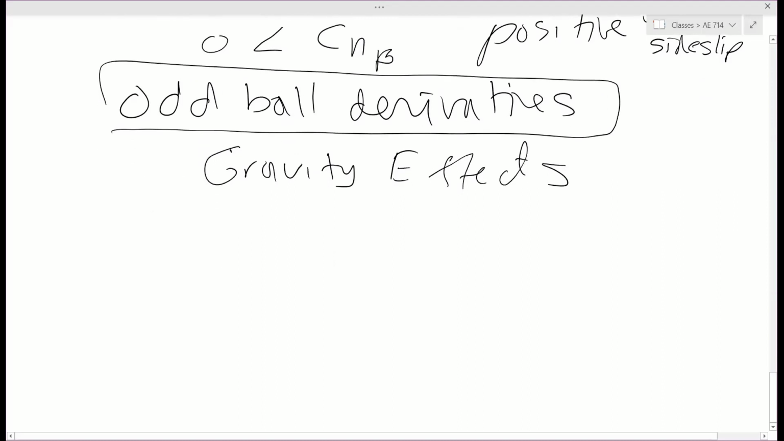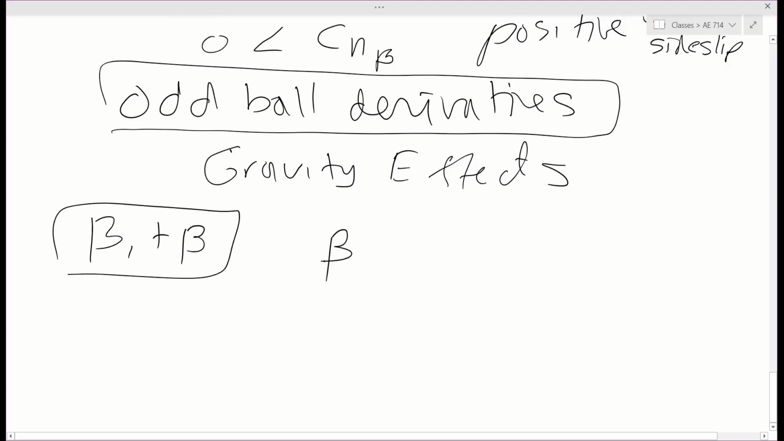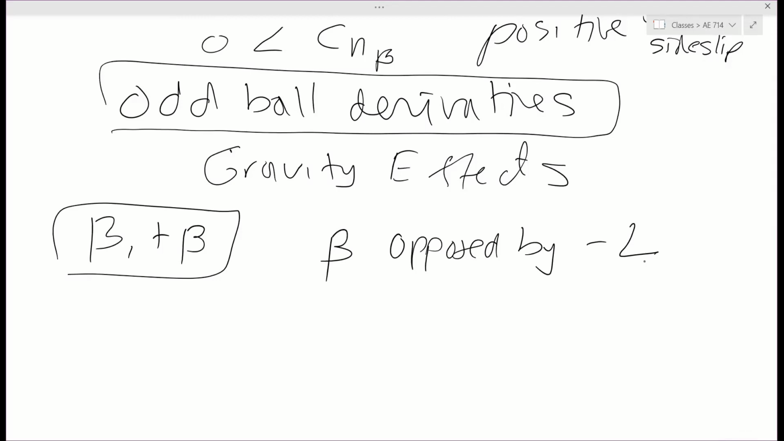And one of those we've already talked about with respect to gravity is that beta disturbance is opposed by a negative rolling moment. And that doesn't fit very many of the definitions because beta is a disturbance about the z-axis, a rotation, but L is about the x-axis. But we've described that as bank angle stability.